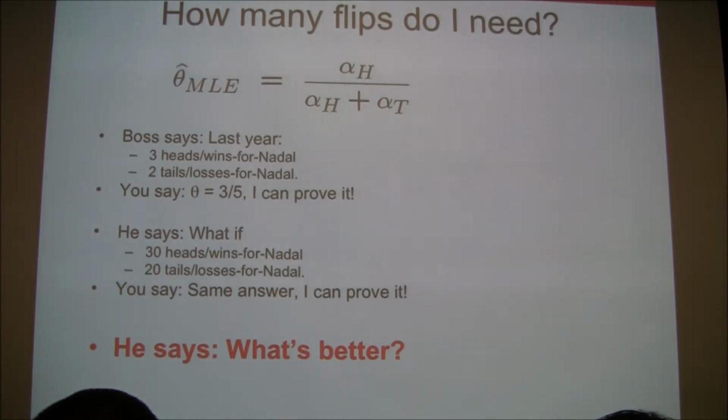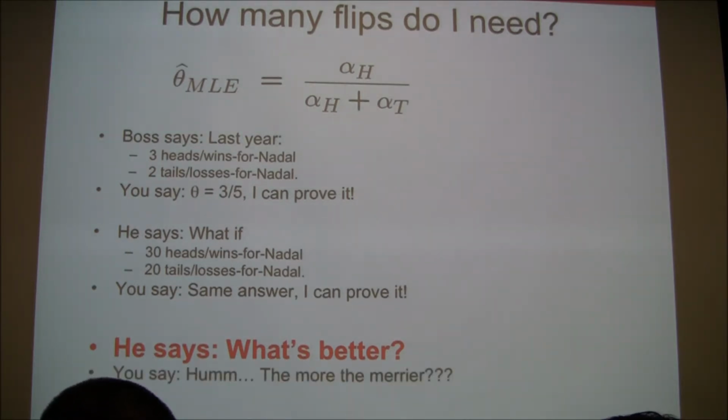If I come to you with a data set that contains 3 wins, 2 losses, or a data set that contains 30 wins, 20 losses, which one's better? Second one. Why? More data. We've been told more data is good. Your estimator doesn't reflect that. Your estimator essentially gives the same answer. Not essentially, exactly the same answer. And so your answer is essentially more the merrier.